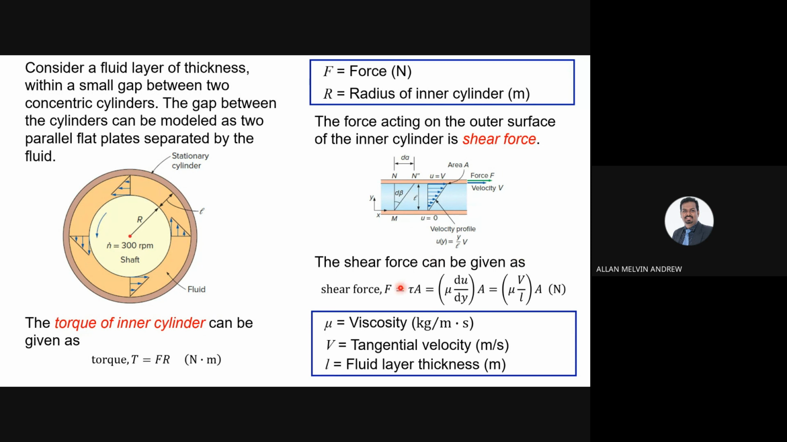Okay, the second formula that we will use is the shear force. Shear force F equals tau A. It can be changed depending on, if this question comes in your exam, you need to see whether they give the rate of deformation du/dy, or they give a value of velocity and also the thickness. Usually for this case, they will give the latter. So you calculate based on this, mu V over L times A.